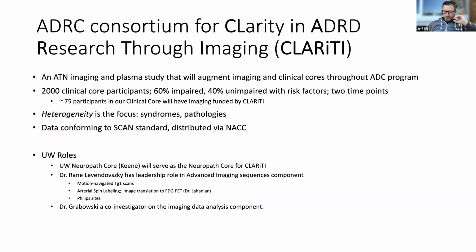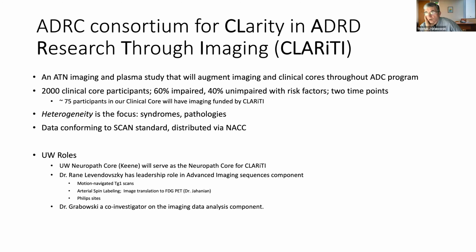So the first thing is the Clarity Consortium. Clarity is an acronym that stands for the Consortium for Clarity in Alzheimer's Disease Research Through Imaging. This is a massive R01, a $100 million R01 that was written by colleagues at Wisconsin and Stanford on behalf of the Alzheimer's centers. These are the leaders of the current steering committee for imaging for NAC.